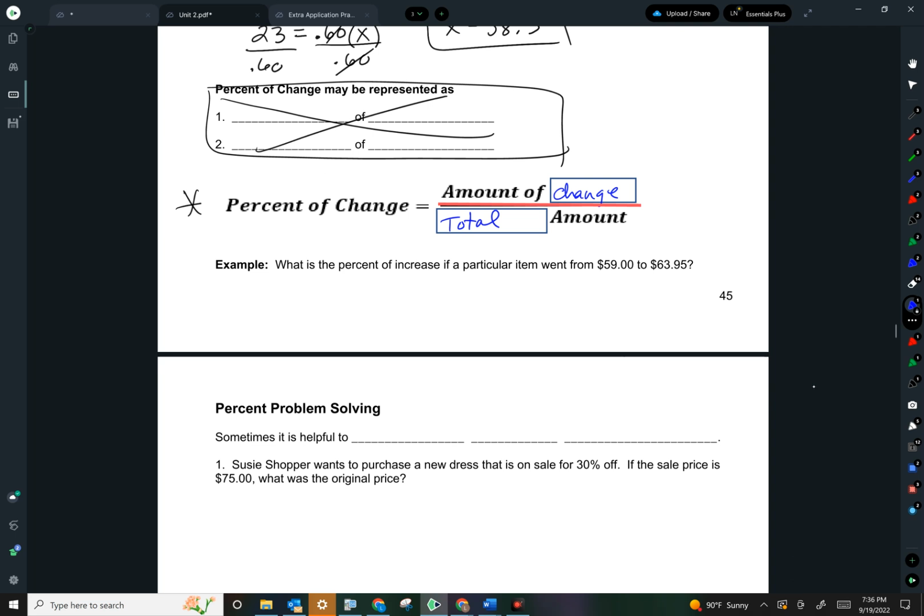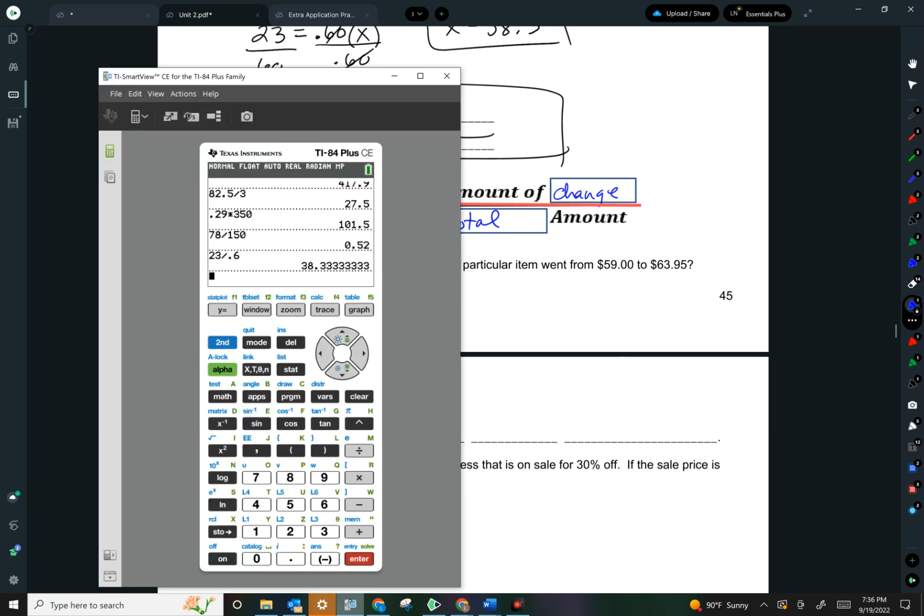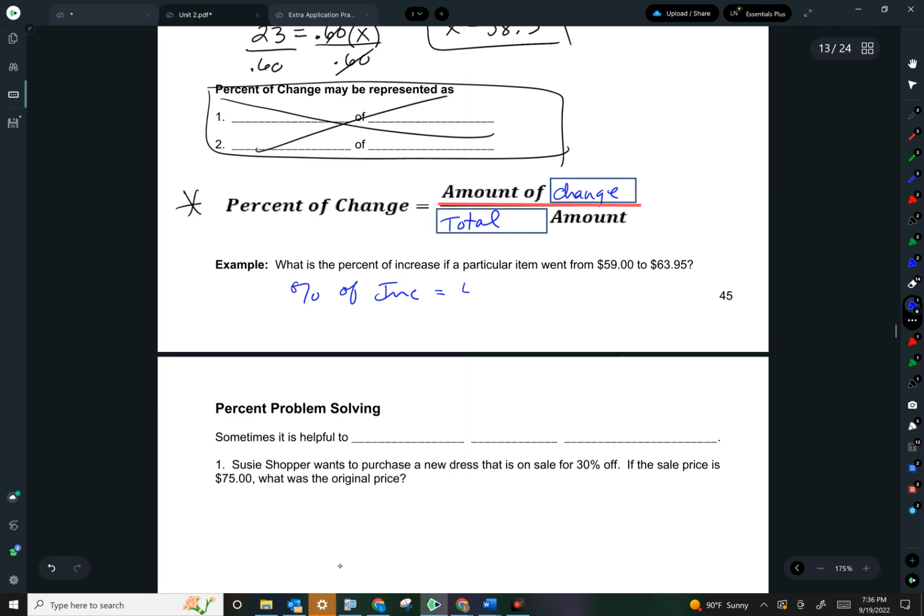Okay, so I want to find the percent of change if a particular item went from $59 to $63.95. So in order to find the percent of increase, same as saying percent of change, I'm going to take the amount of change. Well, if it started at 59 and it went up to 63.95, what's the amount that it increased? Well, wouldn't I just subtract? So let's use our calculator. What is 63.95 minus 59? So it went up by 4.95. So the amount of change was 4.95.